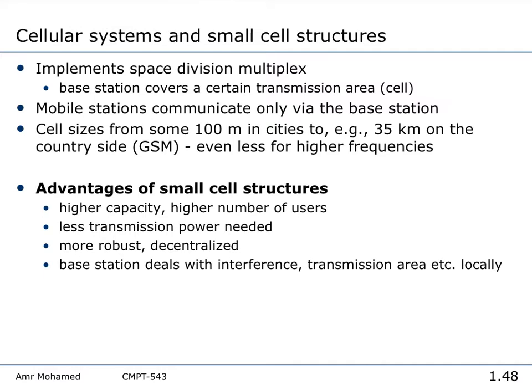Mobile stations communicate only by associating themselves to base stations. The typical range for cellular systems goes from 100 meters all the way to 35 kilometers in some cases, in rural areas where there are no obstacles, there is line of sight, and you are directing your transmission, with no buildings between you and the other side. This is, of course, theoretical, and you cannot achieve this range in normal cities by any means. For normal cities, it's at most maybe 1 or 2 kilometers, not more than that.